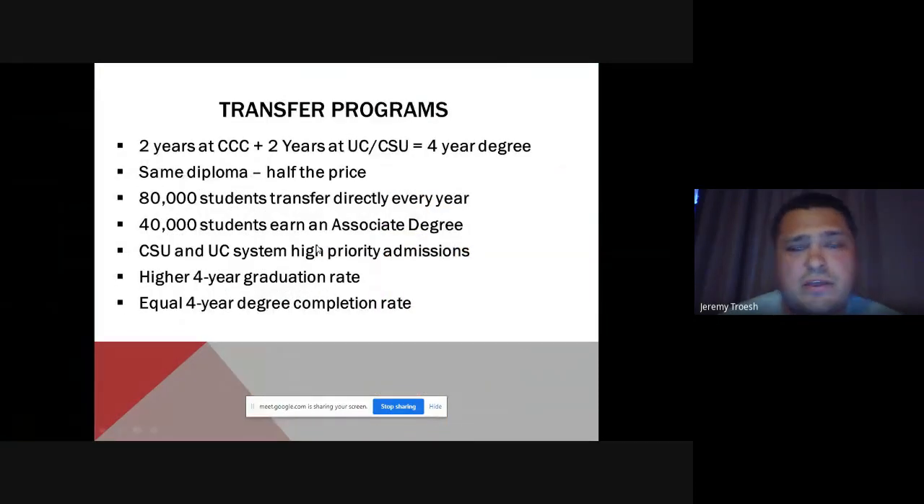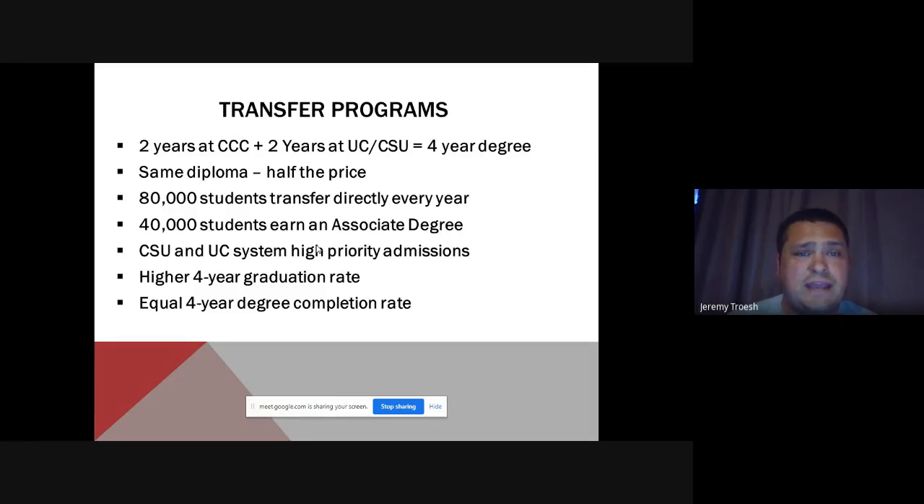The second big group of community college students are students who enrolled in transfer programs. So the way a transfer program works at a community college is a student spends 2 years at the community college and 2 years at the Cal State or UC. Add those together, you get a 4-year degree. It's the same diploma for half the price, essentially. When you spend 2 years at community college and transfer, your 4-year degree doesn't read 2 years at Citrus, 2 years at UCLA. It reads UCLA, and that's it.